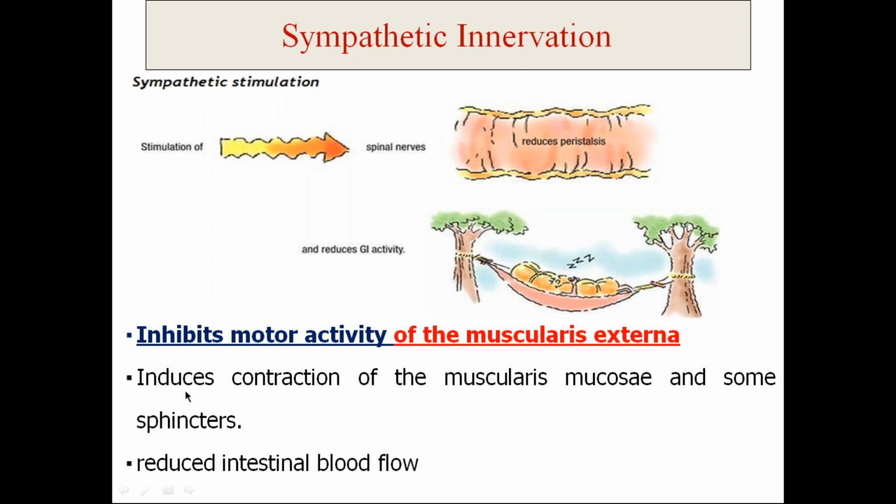So it induces contraction of the muscularis mucosae. Muscularis mucosae is a layer of the mucosa. It causes reduction in the intestinal blood flow. तो अगर blood flow reduce कर रहा है तो ये secretion को भी कम कर सकता है, right? But main activity gut में जो होती है वो parasympathetic की होती है और enteric nervous system की. Sympathetic is there doing a role of a supporting actor.